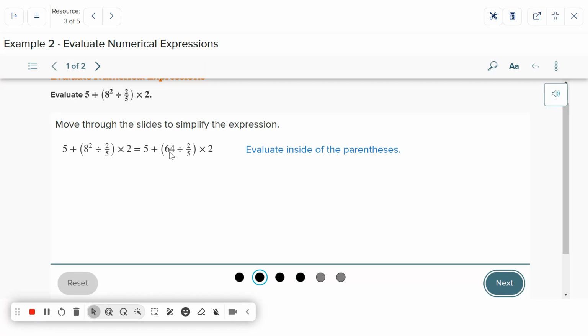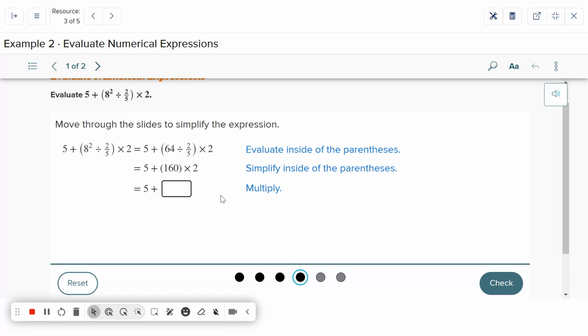So that's what they have done here with our 64. 8 times 8, or 8 squared, is 64. And then they can divide 64 divided by 2/5, which gives us 160. Okay. Then we've got a multiplication thing. Even though it's at the end, it's still multiplying before adding. So we've got 160 times 2.